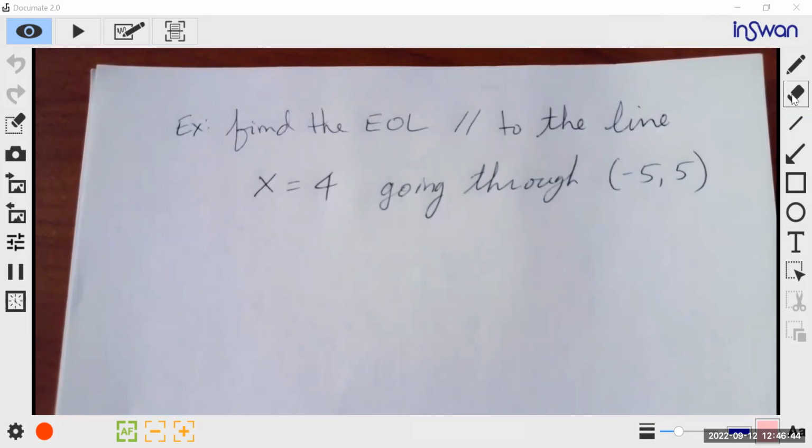Actually, this is the good part about you being here, because I'm asking you questions here that very well could be on tests or homework assignments. These are thinking questions. Find the equation of the line x equals 4 going through -5, 5. It's gotta be parallel.